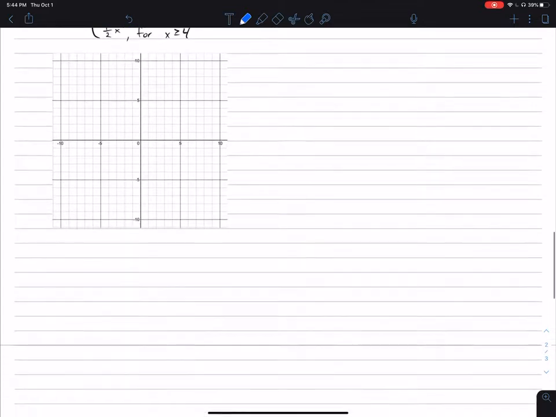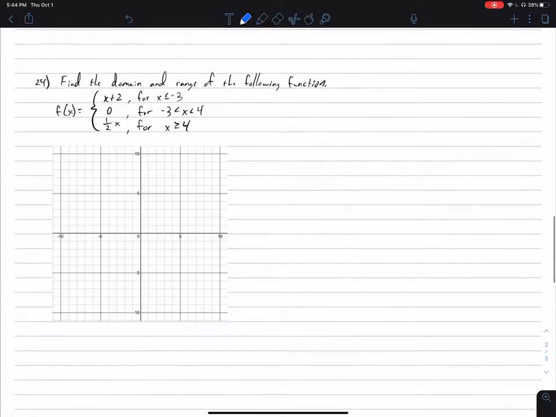All right, and finally, let's look at number 24. So we're asked to find the domain and range of the following function, and then they list the pieces for us. So we have x plus 2 for x is less than or equal to -3. So we want to look at -3. So an x plus 2 for x is less than or equal to -3.